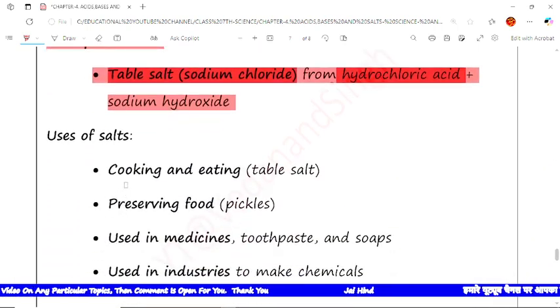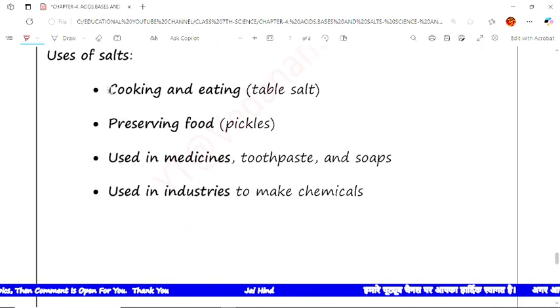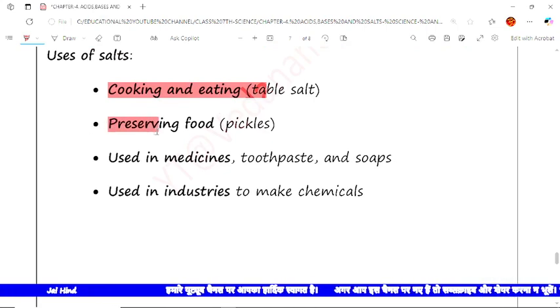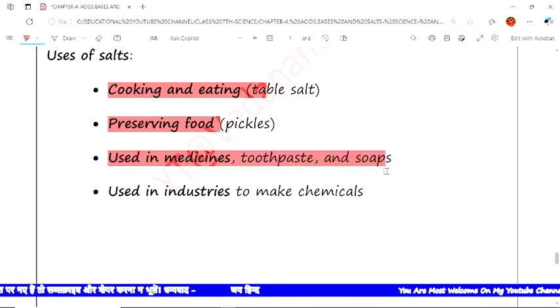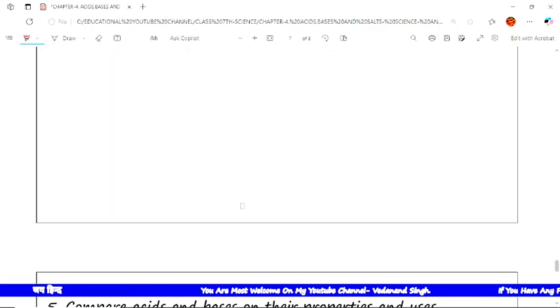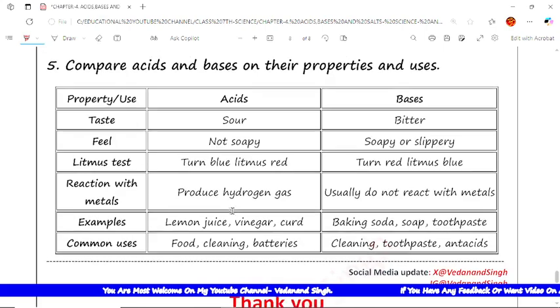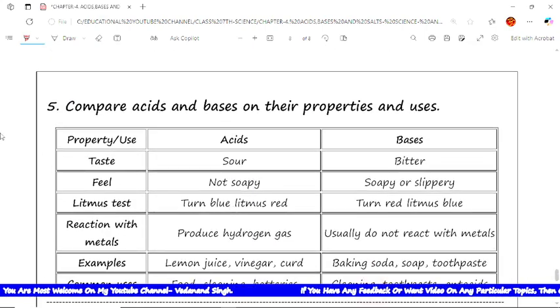Uses of salt: salt is used in cooking and eating, that is table salt. We can use it for preserving food; generally salt is used for preserving pickles. The next is it is used in medicine, toothpaste and soaps. Next is it is used in industries to make chemicals. Now the last question.